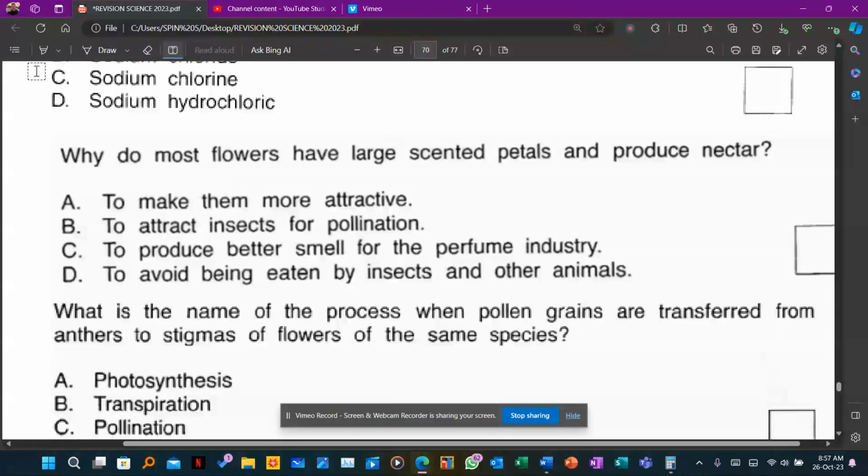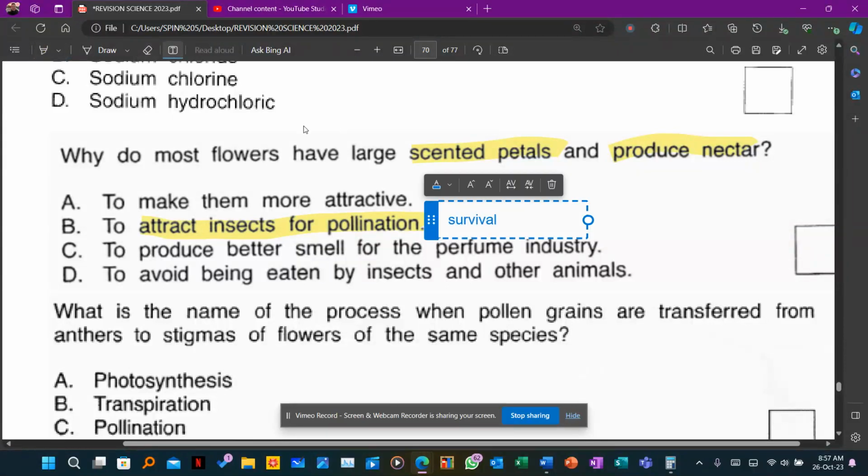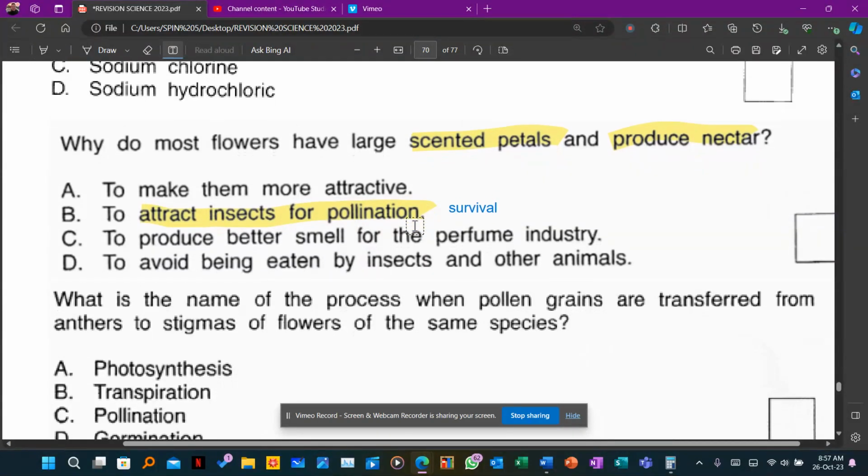Why do most plants have flowers? Okay, next one is plant reproduction. When a flower has scented petals and produces nectar, this is always to attract insects for pollination. This is the main purpose for the survival of the plant. If they fail to attract the insects, they cannot survive, unless they are wind pollinated flowers.